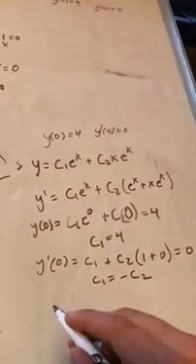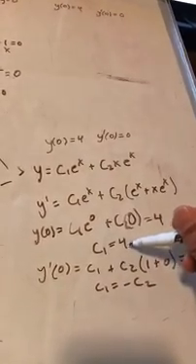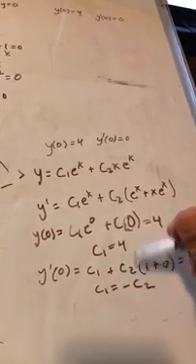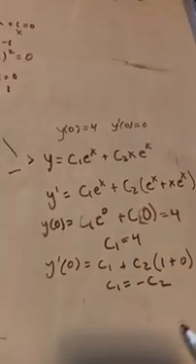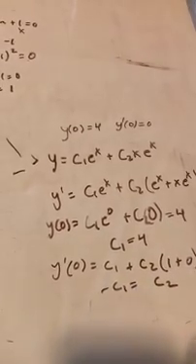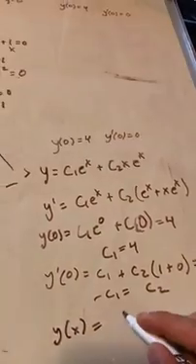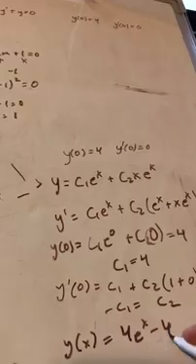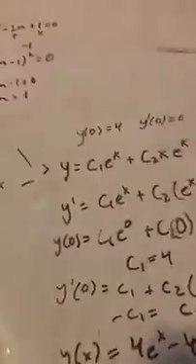All right. And then we have c1, which is equal to 4. Therefore c2 will be negative 4. It actually wouldn't really matter which one's which. So plug them in at the end for the particular solution, and we'll get that 4e to the x minus 4x e to the x is the solution for this second order homogeneous differential equation.